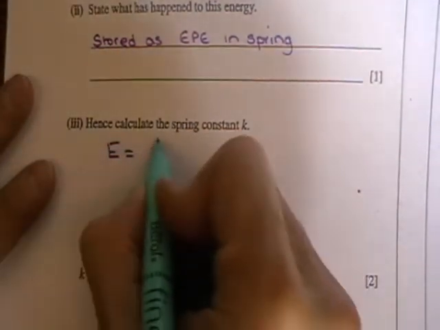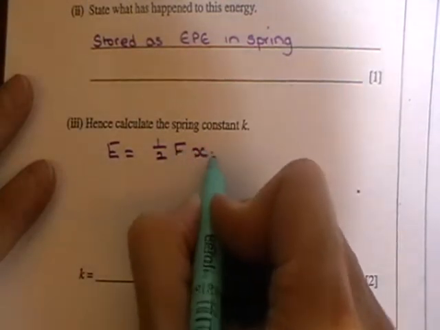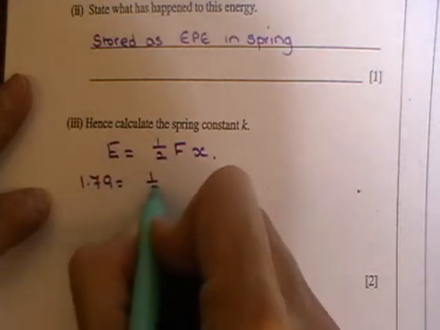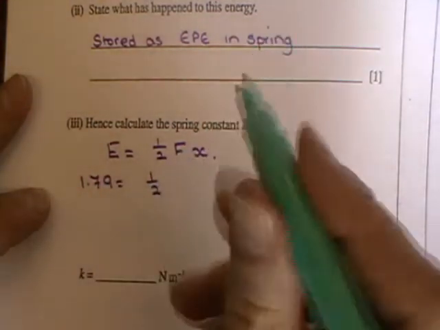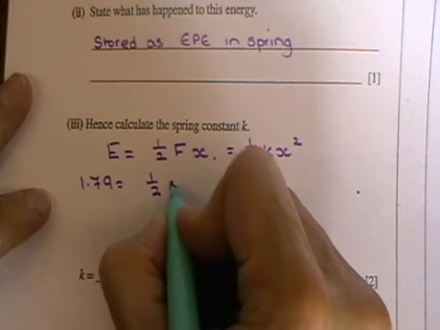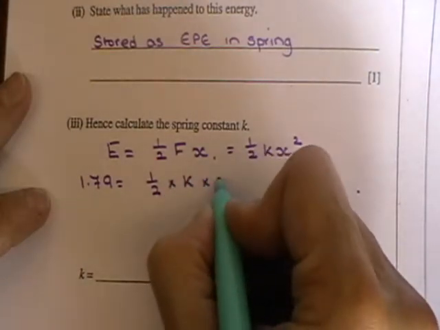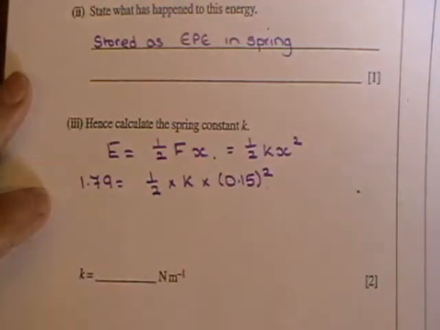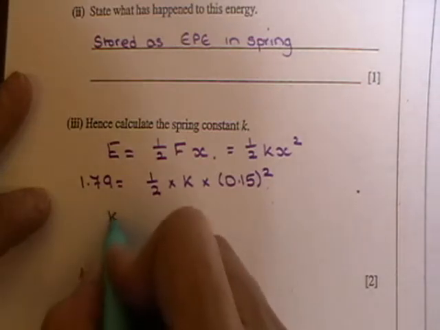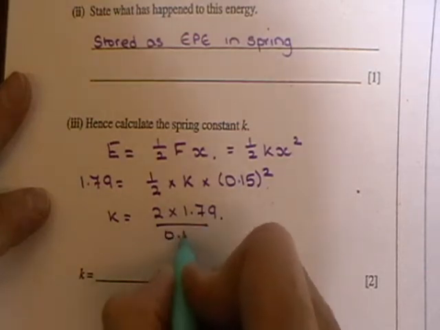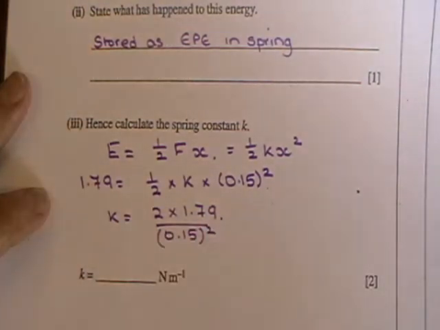So we know that strain energy or stored energy is half Fx, and the energy is 1.79 joules, and that's equal to half multiplied by, sorry, we're going to use this equation because we haven't got F, half kx squared, and so we're looking for k. And x squared then is our 0.15, which is the compression of the spring, and it's squared. So when you rearrange that, k is equal to 2 times 1.79 divided by 0.15 squared. And k comes out to be 159 newtons per metre.